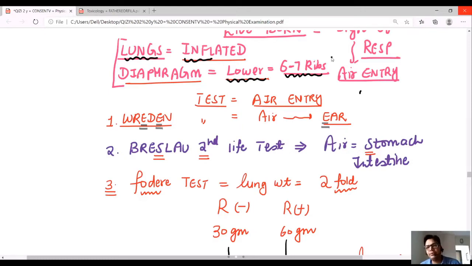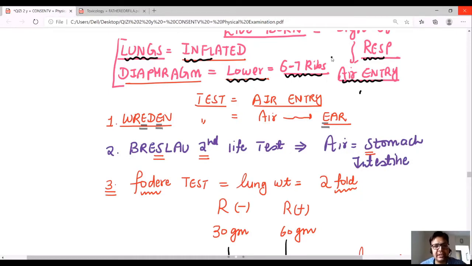So what is the live bone? Any fetus where respiration has taken place after coming out is a live bone. Respiration is present, that means air entry is present. Lungs are inflated. Diaphragm goes to the lower position, that is 6 to 7 ribs.